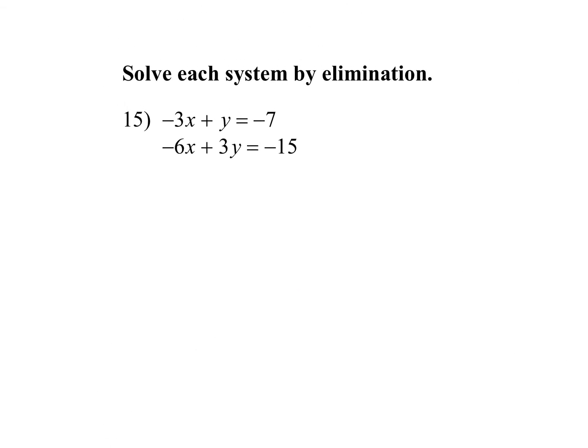So looking at number 15, do I have anything that'll cancel out right away? No. How do I get something to cancel out? Multiply, but multiply what? Negative 3. Because remember, it has to be a negative 3y and a positive 3y for them to cancel. So I'm going to multiply the top equation by negative 3.